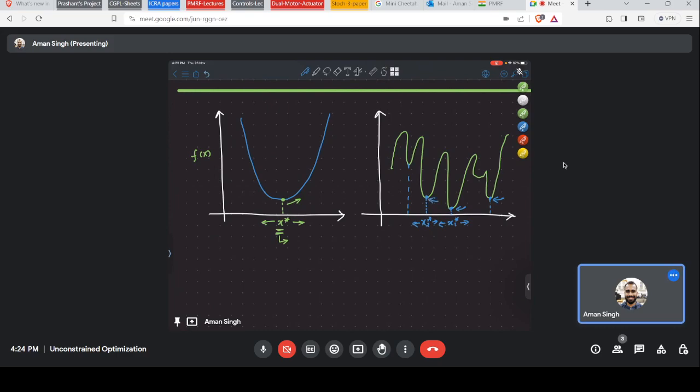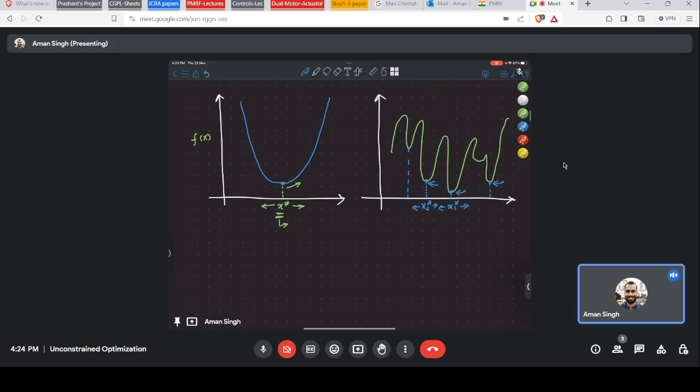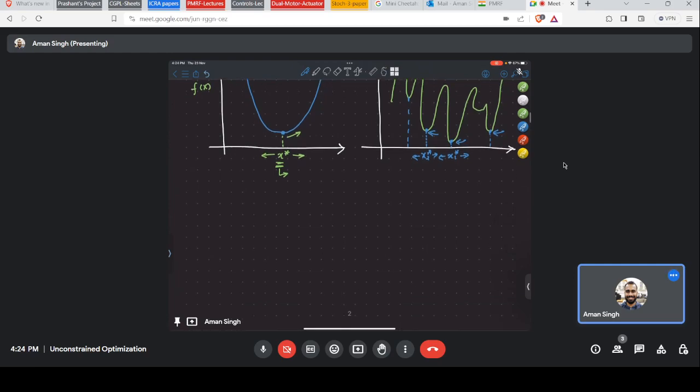and they may or may not be equal to the global minimum of the function. That is, the smallest value of a function may not be equal to these values. But if we look at the function on the left hand side, this point is a local minima, but it's also a global minima because it is the lowest point. So there are some special properties in these kinds of functions, and let's look at them.